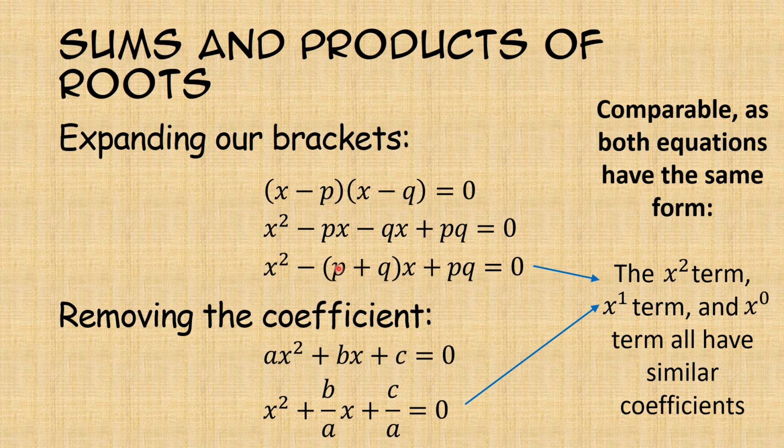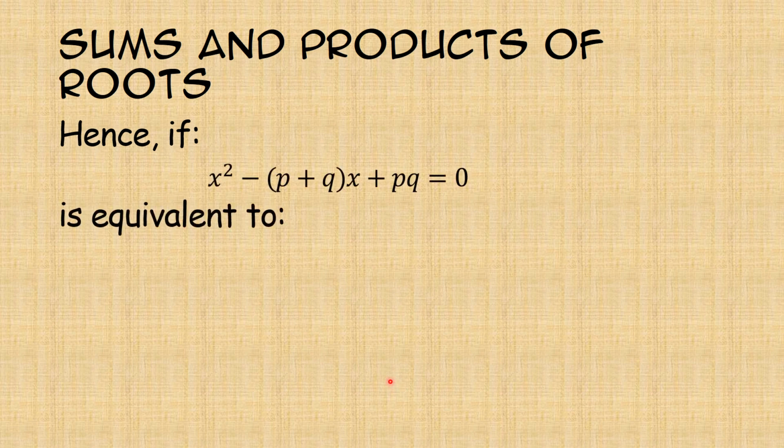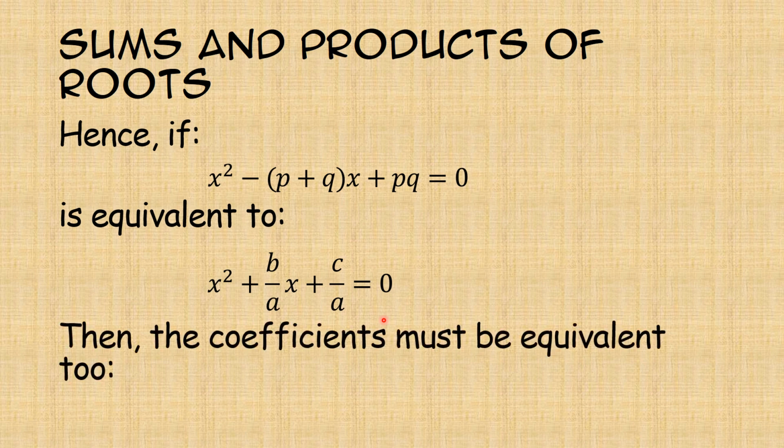The x squared term, the x to the power of 1 term, and the x to the power of 0 term all have similar coefficients. Therefore, if x squared minus (p plus q)x plus pq equals 0 is equivalent to x squared plus b over a x plus c over a equals 0, then the coefficients must be equivalent too. So b over a is equal to negative (p plus q), and c over a should equal pq.